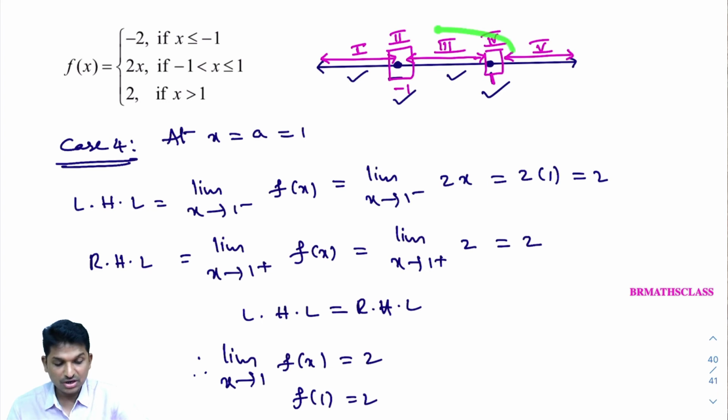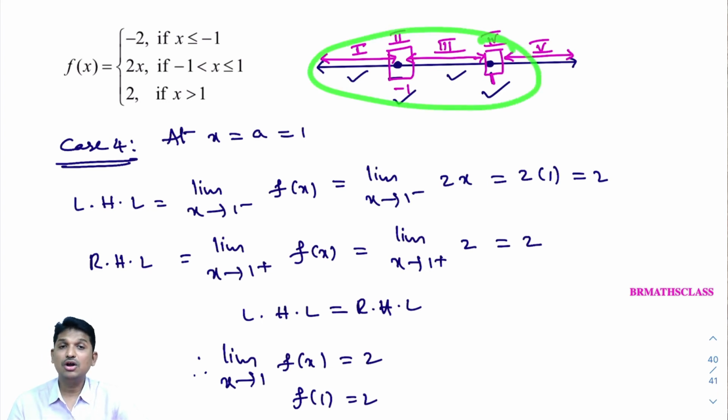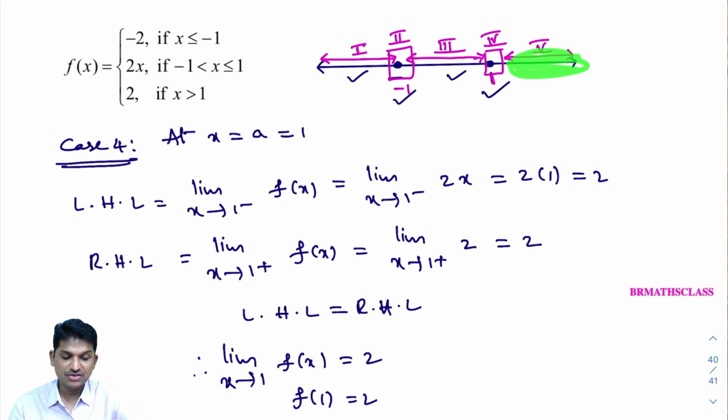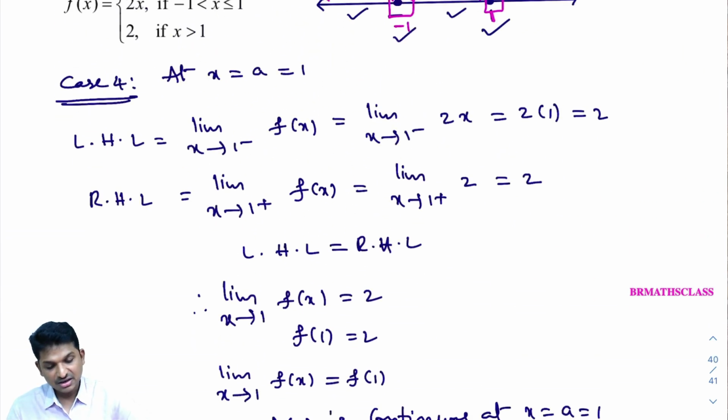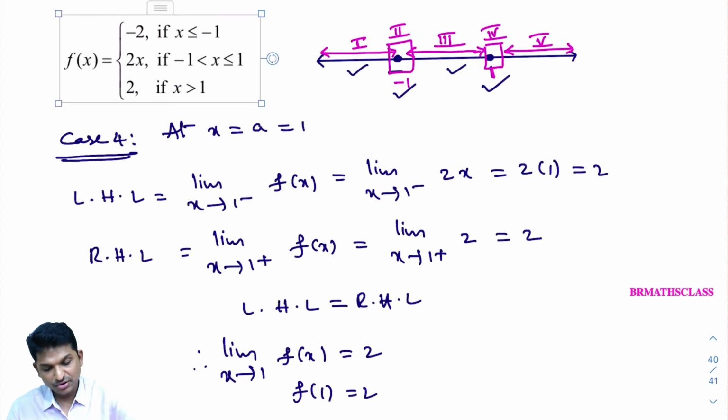So till now, in all 4 cases I did, I came to know that this is a continuous function. Only one more is remaining. What is that? In this zone, I need to check whether this function is continuous or not. Whenever x equal to a value is greater than 1. So we'll move to case 5, the last case. We need these functions, we'll carry them forward with us.